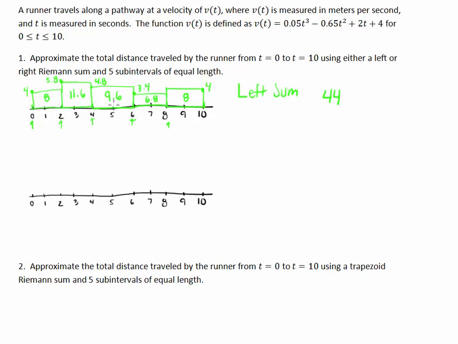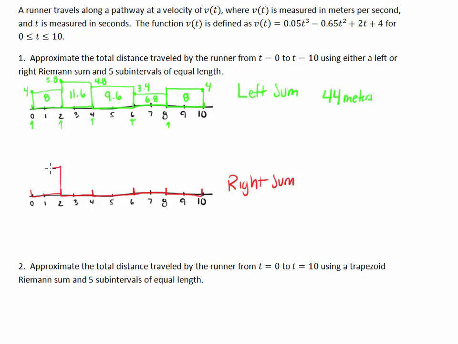This was meters per second. The x-axis was in seconds, so this is going to be 44 meters. That is our approximation for how far our little runner ran in 10 seconds, 44 meters. All right, same thing really quick with the right sum. Once again, 5 subintervals: 1, 2, 3, 4, 5 subintervals of equal length, but this time we're using the right side to calculate how high it is.